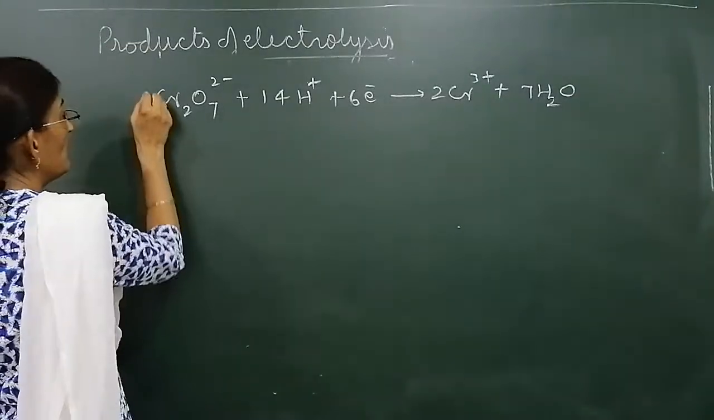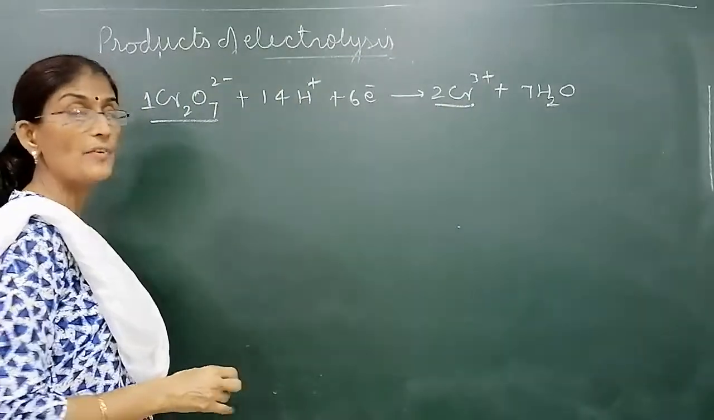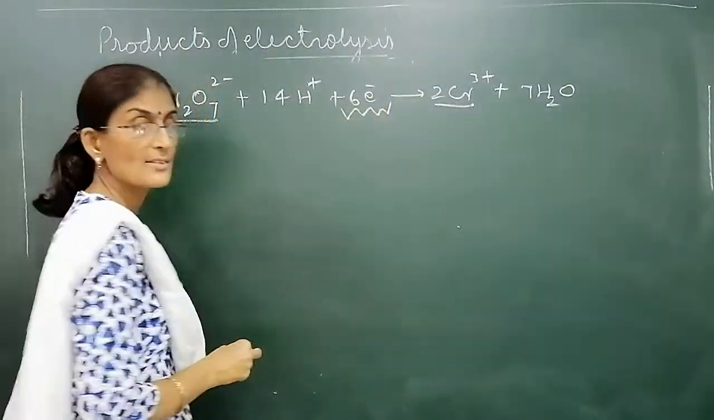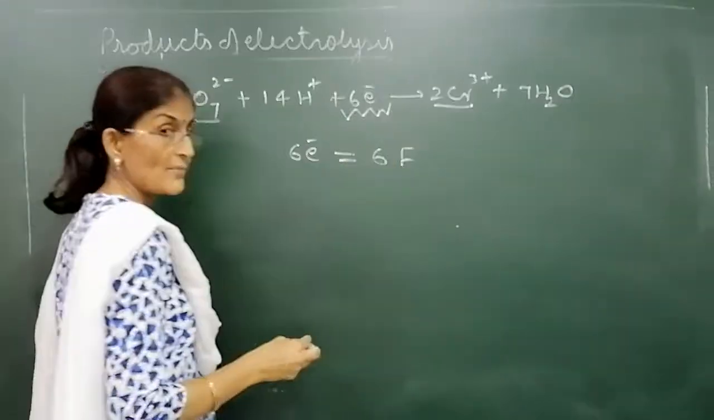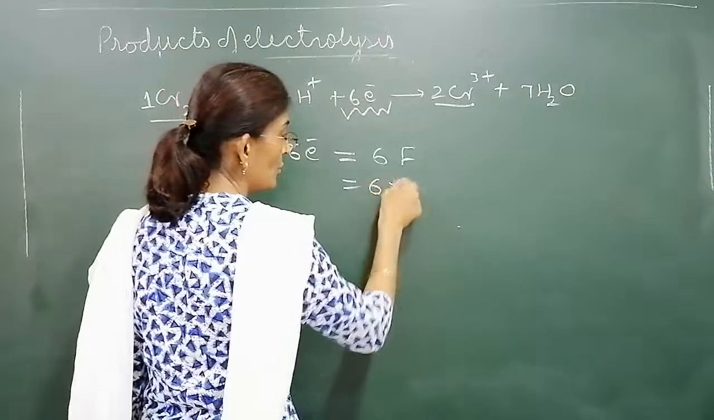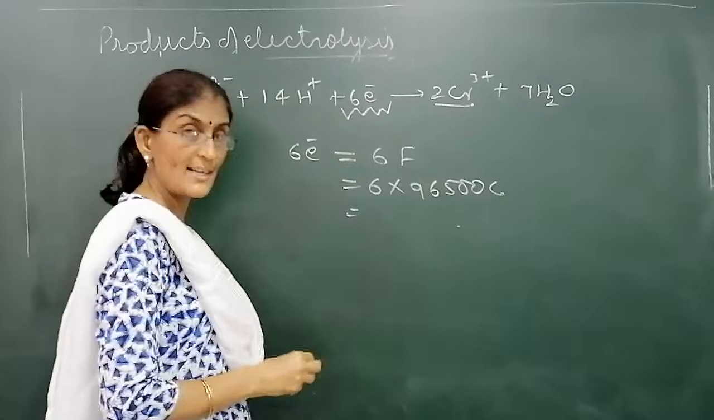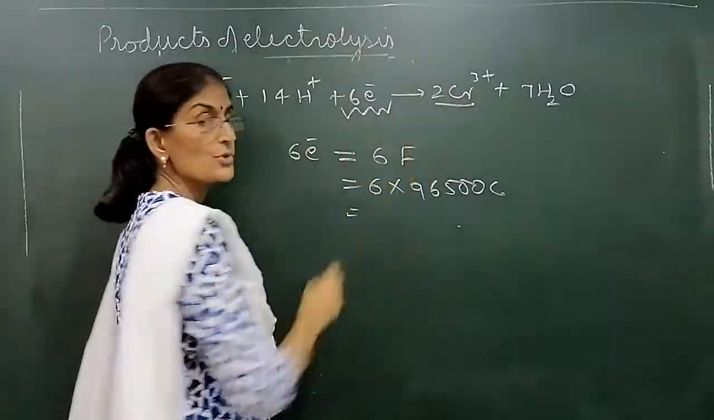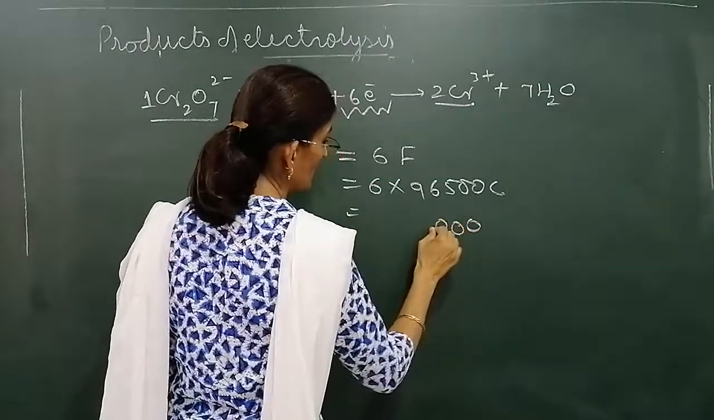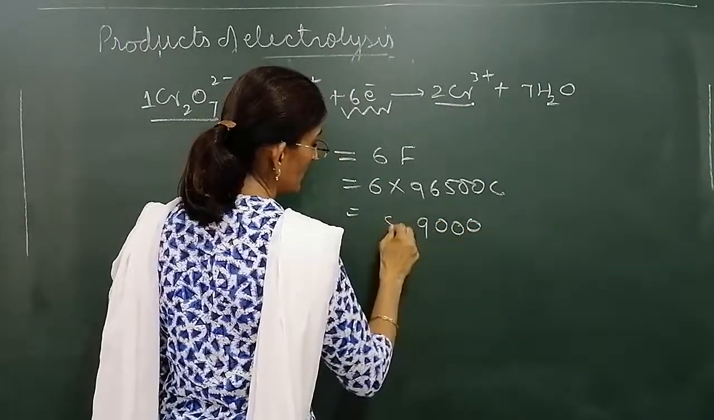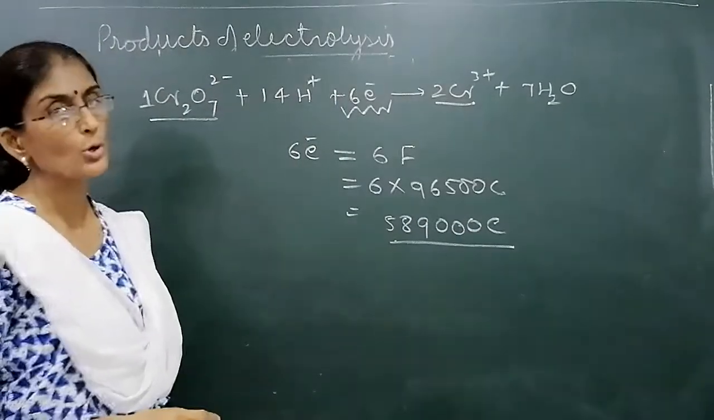See here, 1 mole of dichromate ion is reduced to chromium ion. How much quantity of electricity is required? 6 electrons. 6 electrons means 6 Faraday. 6 Faraday of electricity means 6 into 96500 coulomb. So if we pass this many coulombs of electricity, 1 mole of dichromate ion is reduced to chromium ion. If you multiply, then we'll get the answer. Check the multiplication. 579000 coulomb.